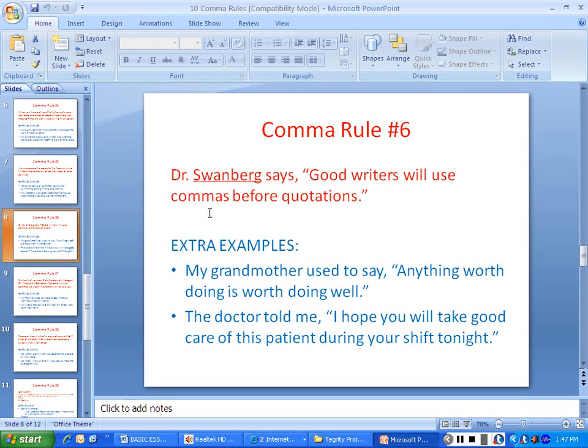Extra examples. My grandmother used to say, "Anything worth doing is worth doing well." The doctor told me, "I hope you will take good care of this patient during your shift tonight."